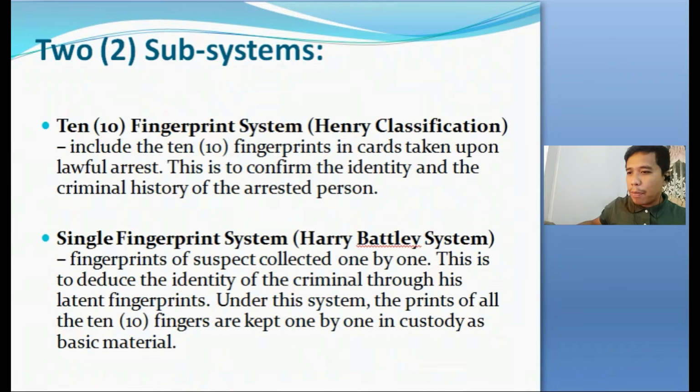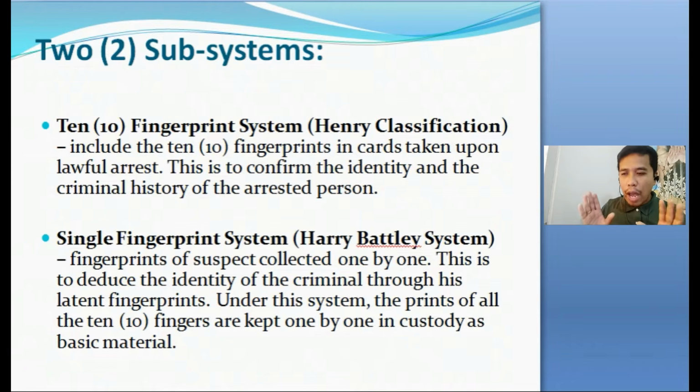Ang single fingerprint system, the fingerprints of suspects collected one by one. Okay? Take note of the keywords one by one. This is to deduce the identity of the criminal through his latent fingerprints. Under the system, the prints of all the 10 fingers are kept one by one in custody as basic material. So basically, we are following now the Henry classification system.